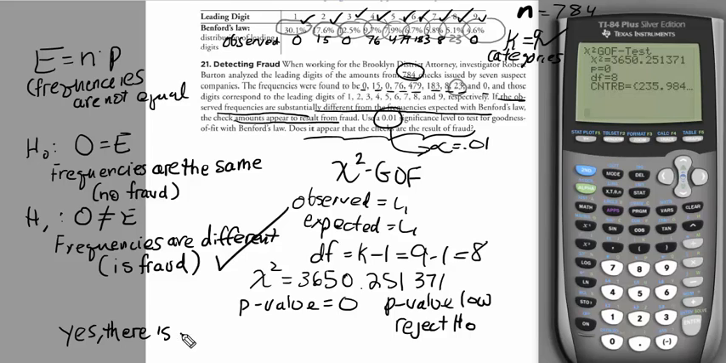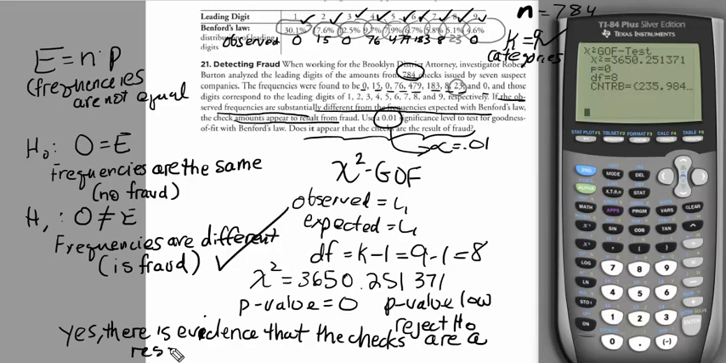There is evidence that the checks are a result of fraud. So if you want to know how to be spotted writing fraudulent checks, just make sure that they have these observed frequencies, and you will be spotted for fraud. It works every time. What a time to be alive.